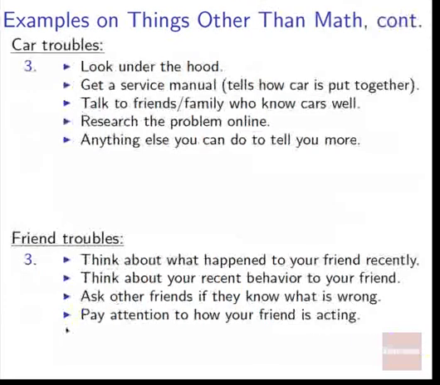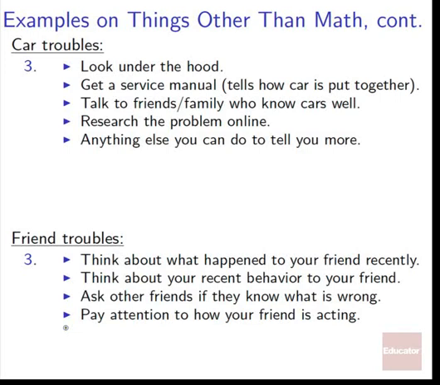For car troubles, if we want to answer what those unknowns are, get a sense of those things, there's a bunch of things we could do. We could look under the hood. We could get a service manual for the car. A service manual tells us how a car is put together. We could talk to friends and family who know cars well. We might research the problem online or anything else we can think of that would tell us more about what's going on with the car, right? These would help us answer the unknown questions of what's wrong, what's the issue, has there been any damage, and how do we fix whatever damage it is and fix the underlying issue.